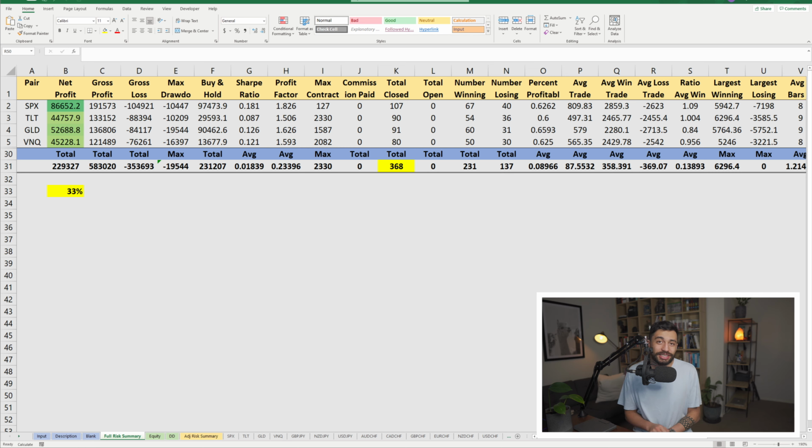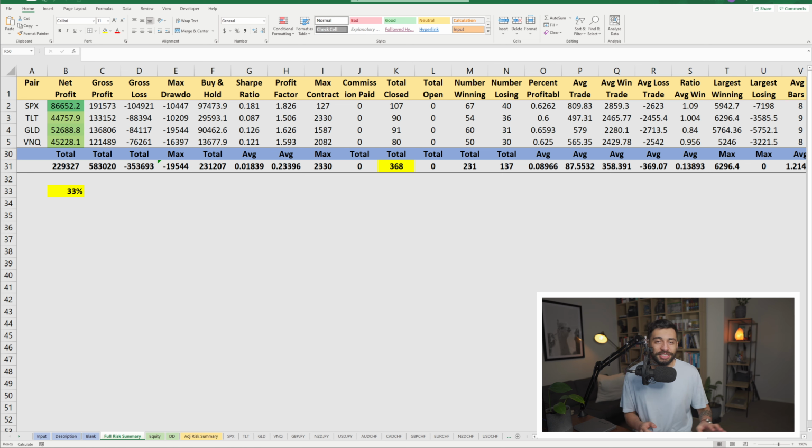However, as I mentioned, because it is so high, it does raise a couple of eyebrows, and that is the sample size. So of course we have only tested this on 4 different ETFs, and we can see that the sample size is only 368 trades, and that is, in my opinion, relatively low. Now, when it comes to quantitative trading, sample size is actually very, very important, because the bigger the sample size, the more confidence you have in that particular trading strategy.